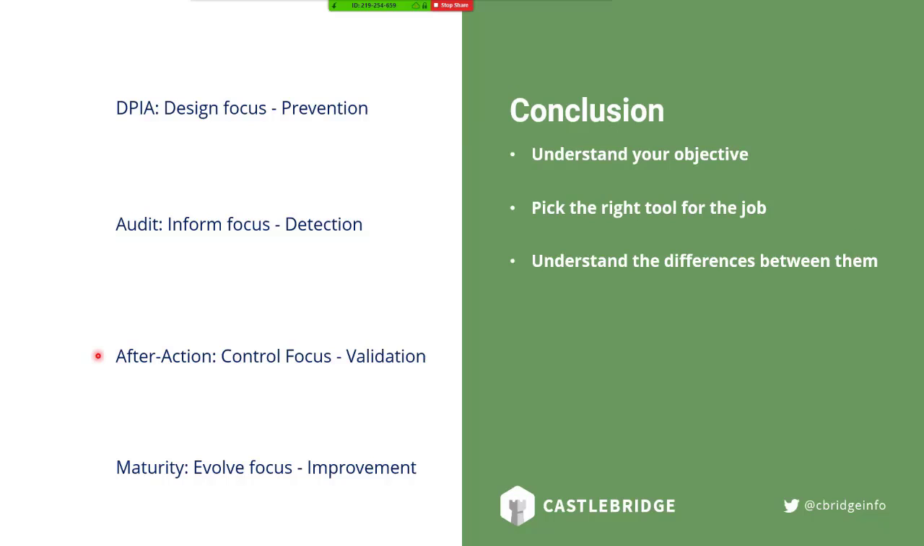An after-action review has a control focus. It's focusing on validating that the things you expected to be done have actually been done. And a maturity assessment has an evolutionary focus. It's about improving not just the process, but the organization. It's about improving a broad organizational capability in terms of managing data, managing information, and better delivering on the objectives for the organization.